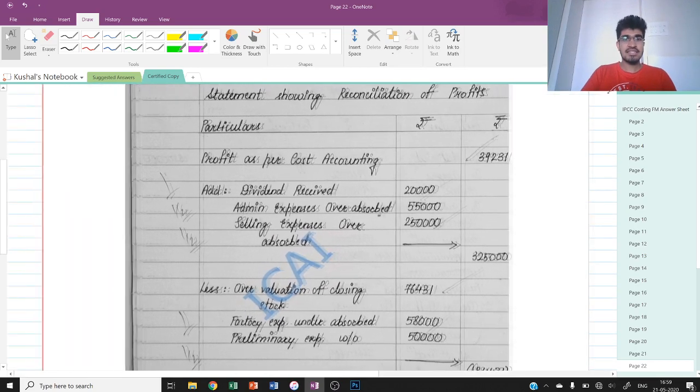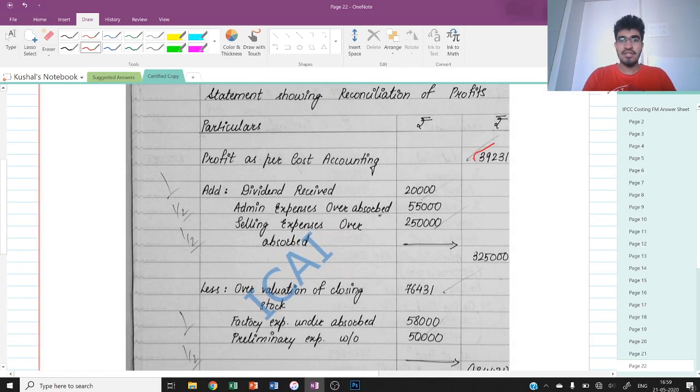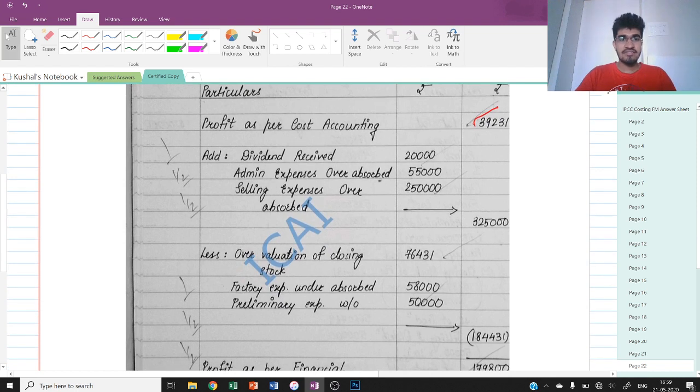Then let's show the reconciliation. This is also easy. Profit as per cost accounting as computed above. Add the dividend received. This is not included in the costing P&L account. Okay, what you have to do, you have to match the cost accounting profit and the financial accounting profit. So start with profit as per cost accounting, then add those items which are income in the financial accounting statement but are not considered in the cost accounting. Whatever extra income has been considered in the financial accounts, you have to add it back to the profit as per cost accounting, so that you can reach the profit as per financial accounting.